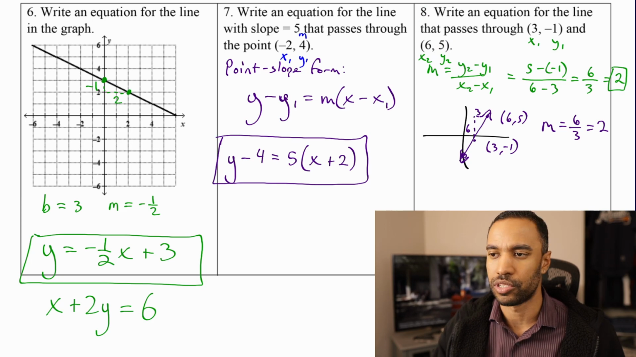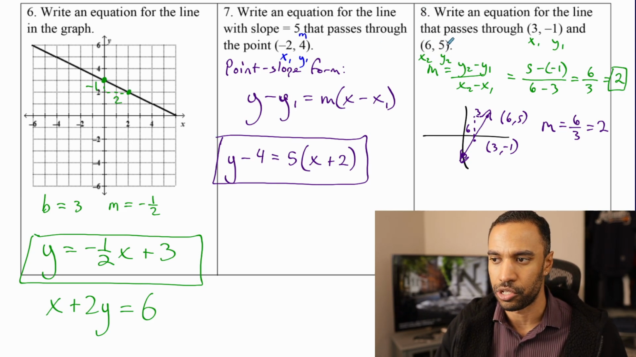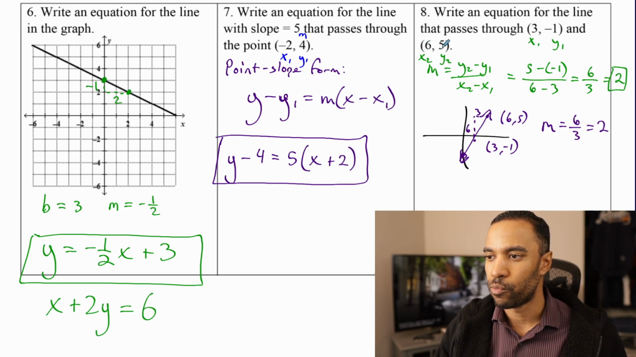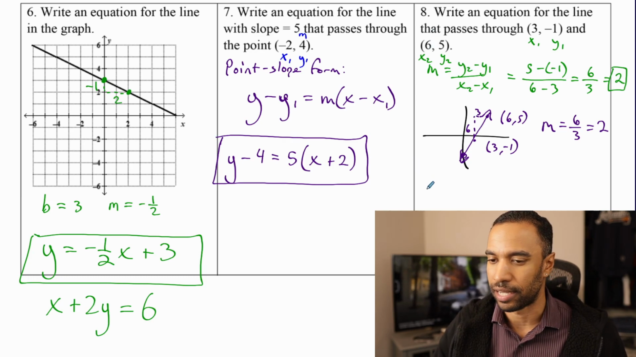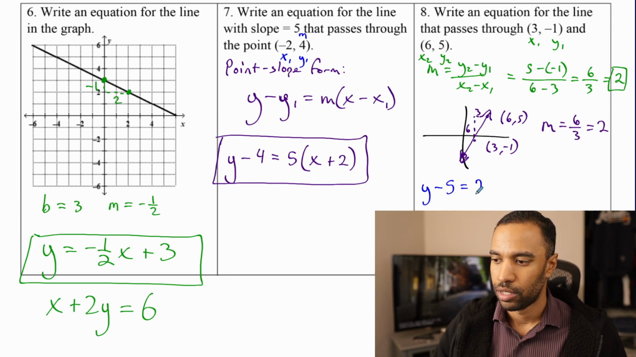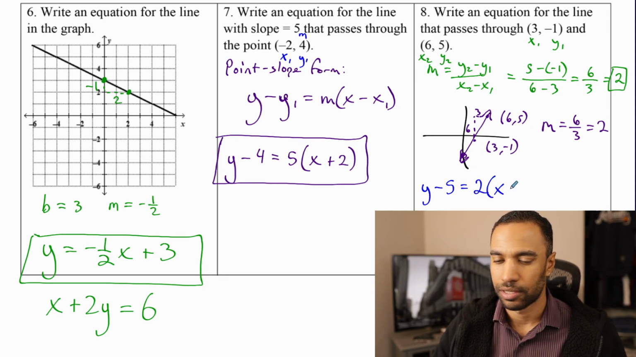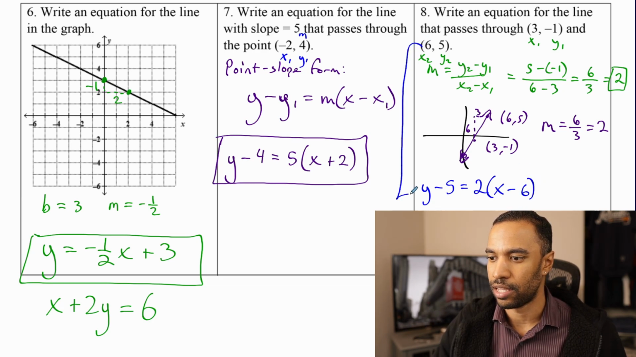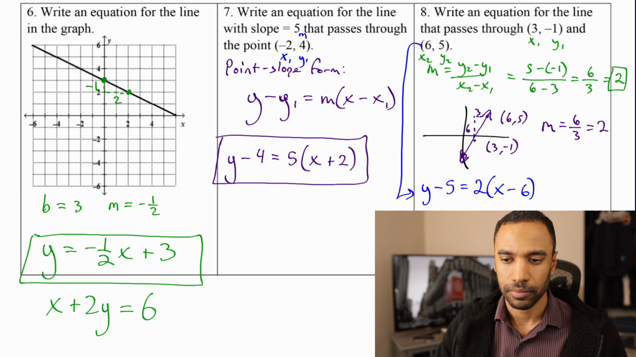In fact, I'm going to start with 6, 5 because it's technically easier. They're both positive. My y1 is going to be 5. My x1 is going to be 6. I can write y minus 5 equals, what's my m? 2 times x minus 6. That's going to be this guy right here.